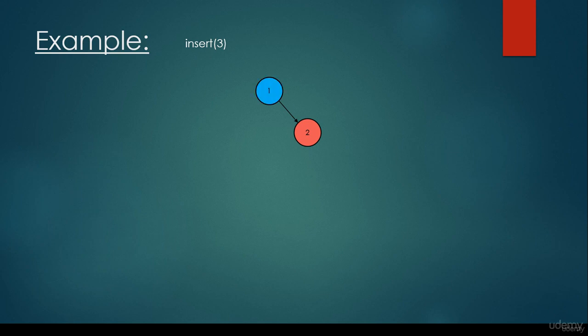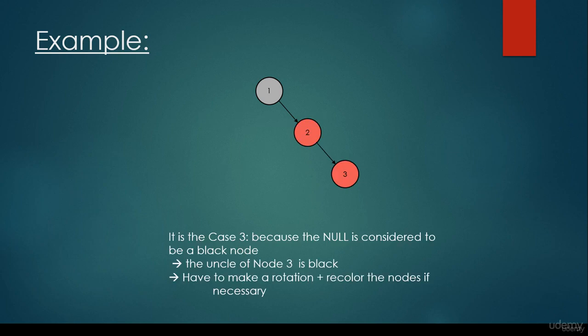3 is greater than 1. 3 is greater than 2, so it's going to be the right child of 2. This is the so-called case 3 as we have discussed in the previous videos, because null is considered to be a black node, and the left child of 1 is basically a null, and the null values have the color black. And this is the case 3.